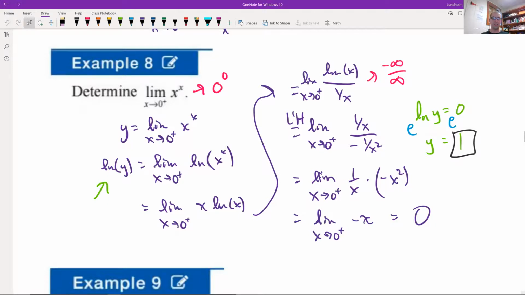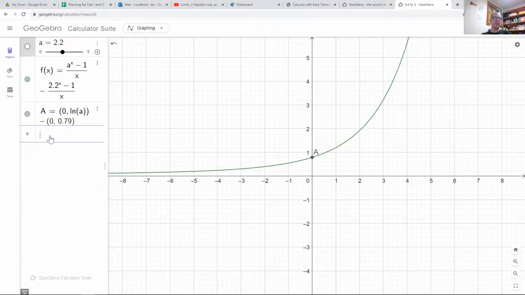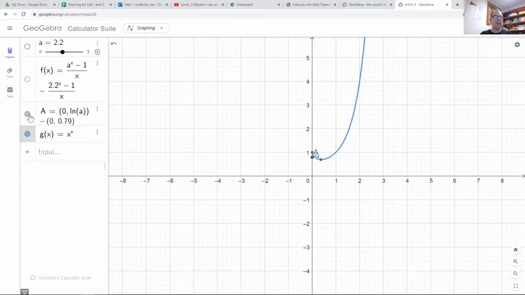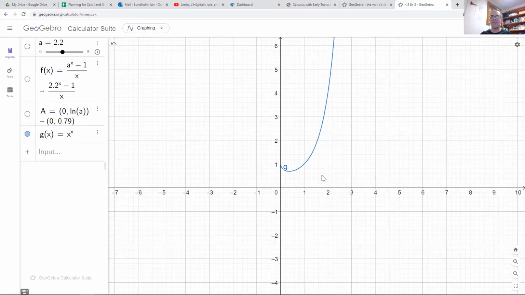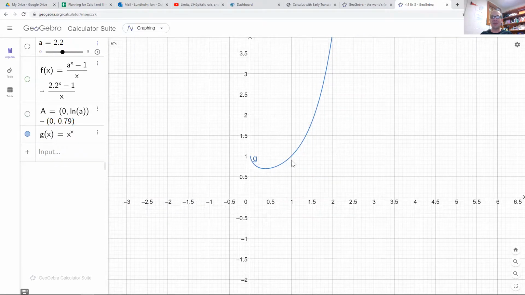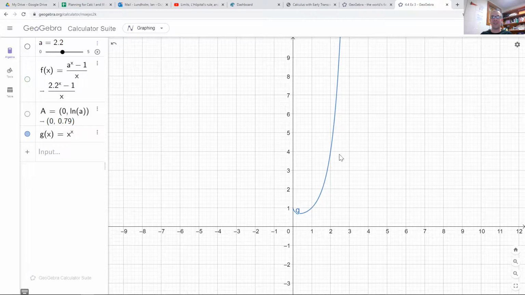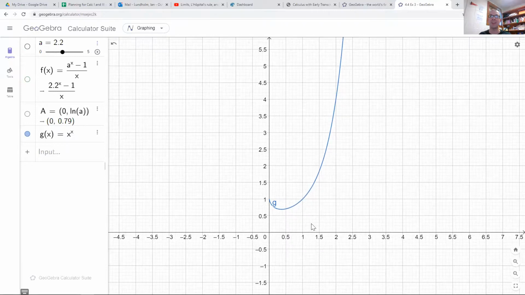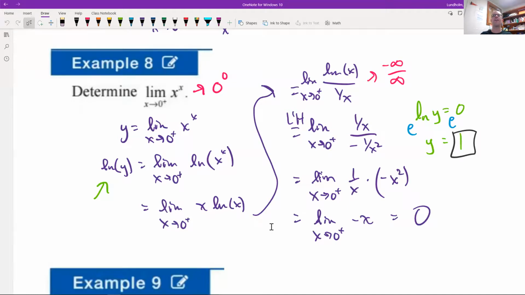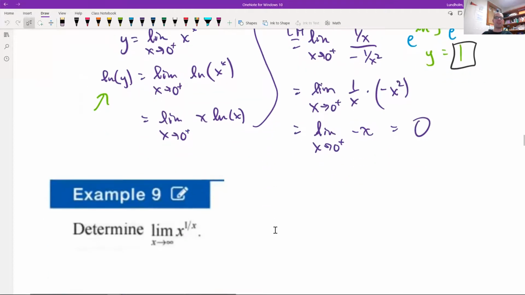Yeah, x to the x. This is not a function that you see every day. Isn't that weird? It's down and then comes back up. And then skyrockets off into space. X to the x. But yeah, the limit as x approaches 0 from the right does indeed equal 1. And we just did that. Okay, that's example 8.